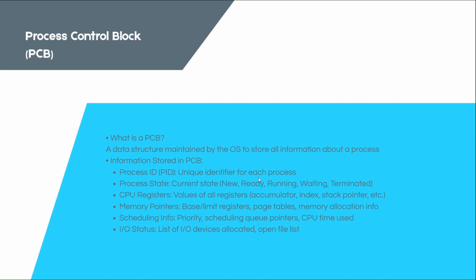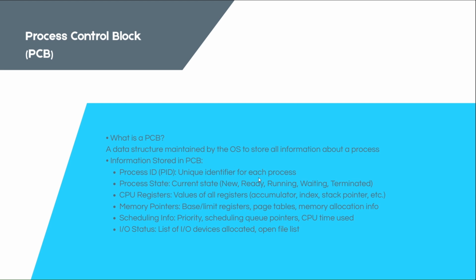Another important section is memory management information. This includes details about memory allocation, page tables, and segment tables used by the process. The PCB also stores accounting information such as CPU time used by the process and process owner details. Finally, it contains input-output state information, including open files and devices currently being used.